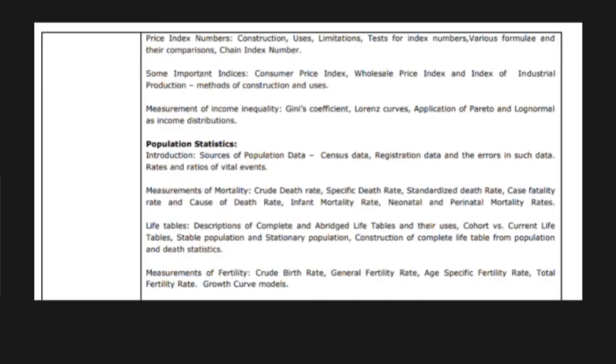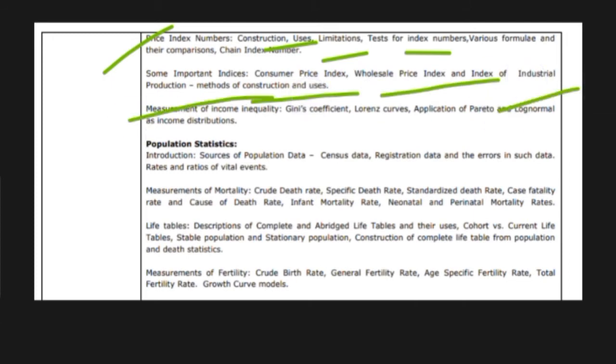And you will also get questions from price index numbers and their construction, uses, limitations, tests, and various formulas and their comparisons, chain index numbers. You will also get questions from consumer price index and wholesale price index, index of industrial production, methods of construction and uses. Then there is measurement of income inequality, that is Gini's coefficient, Lorenz curves, application of Pareto and log normal as income distributions.